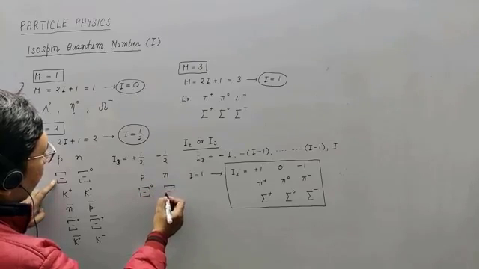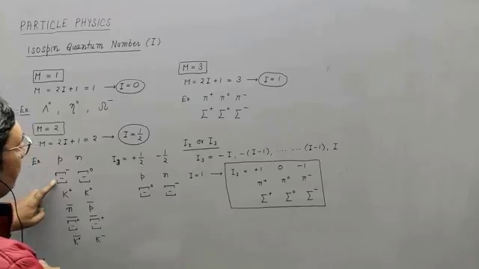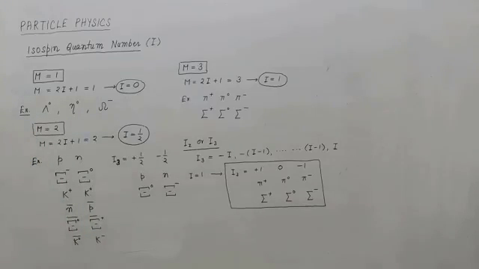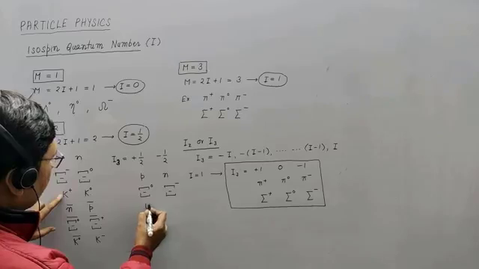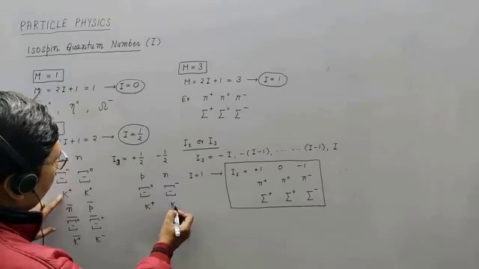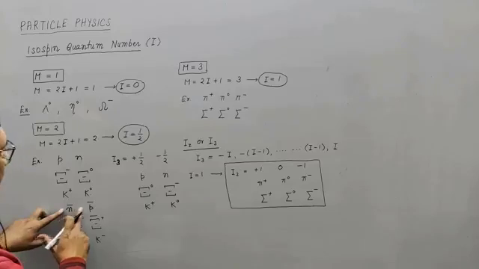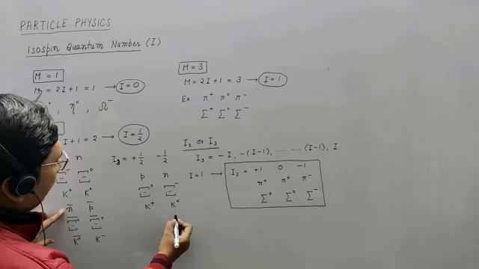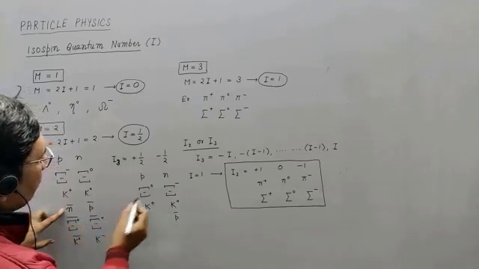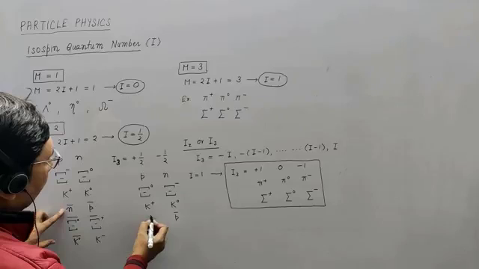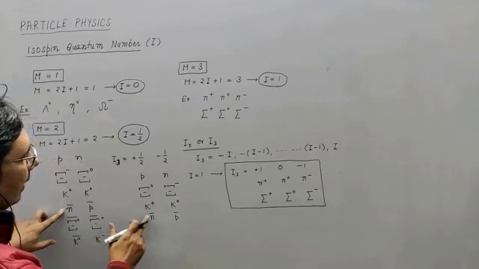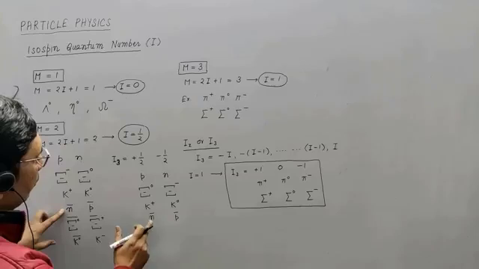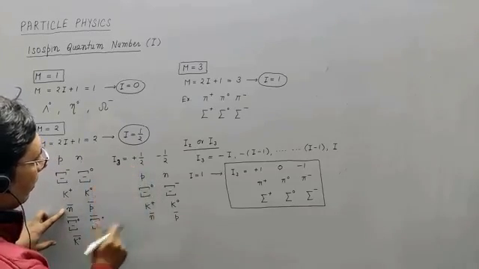For cascade negative, it is going to be minus half. Similarly, come here, this will be K plus, this will be K naught. Now, if you consider the antiparticle, for proton it is plus half, so for antiproton it will be minus half. For neutron it is minus half, so for antineutron it will be n bar, and it will be plus half.